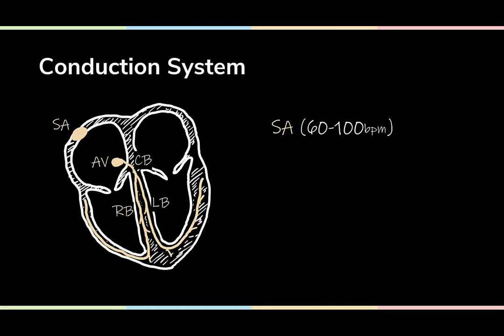But let's say the SA node's not working correctly. Someone has sick sinus node or some sinus node dysfunction, there's sinus arrest. And now we expect some other pacemaker to sort of take over. It's no longer being suppressed by the SA node. So let's look at the AV node now. What's the intrinsic pacemaking ability of the AV node?